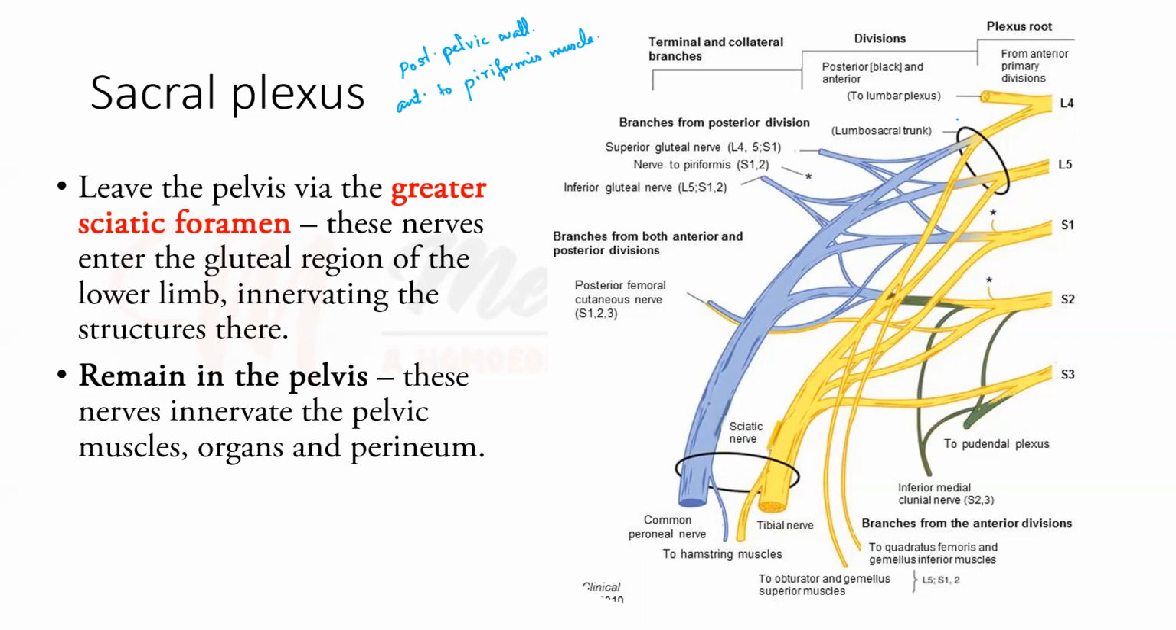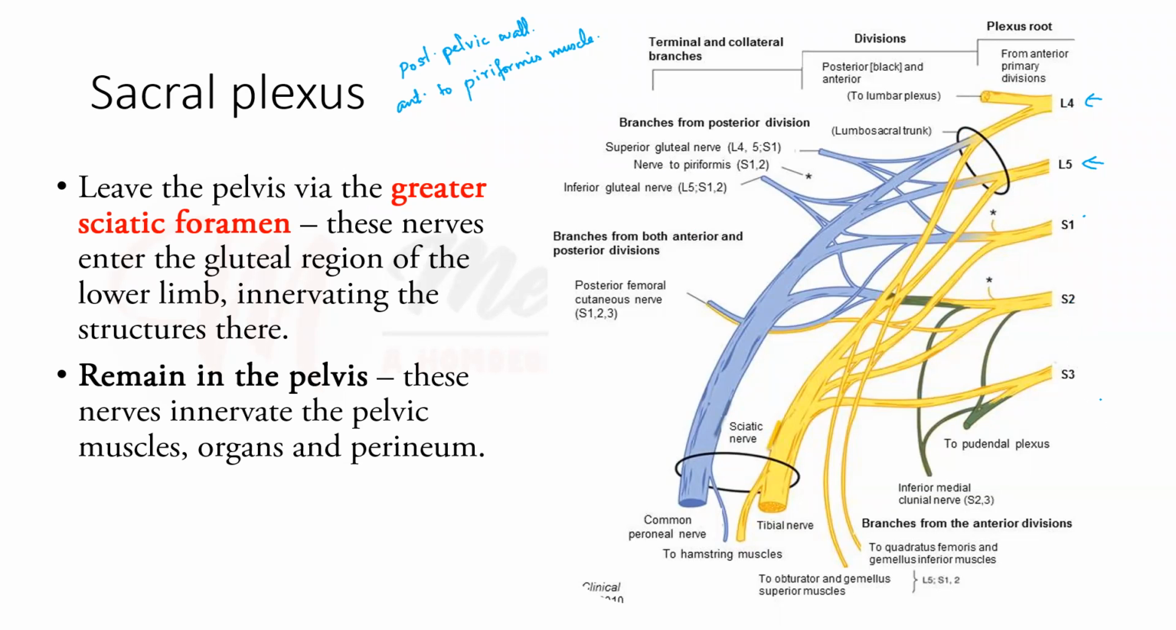The formation. This plexus is formed by the anterior divisions of the sacral spinal nerves, that is S1, S2, S3, and S4 also occasionally, and also receives contribution from L4 and L5. So root value is L4 to S3 or sometimes S4. There is something called high sacral plexus and the low sacral plexus. Usual form of sacral plexus is L4 to S3.